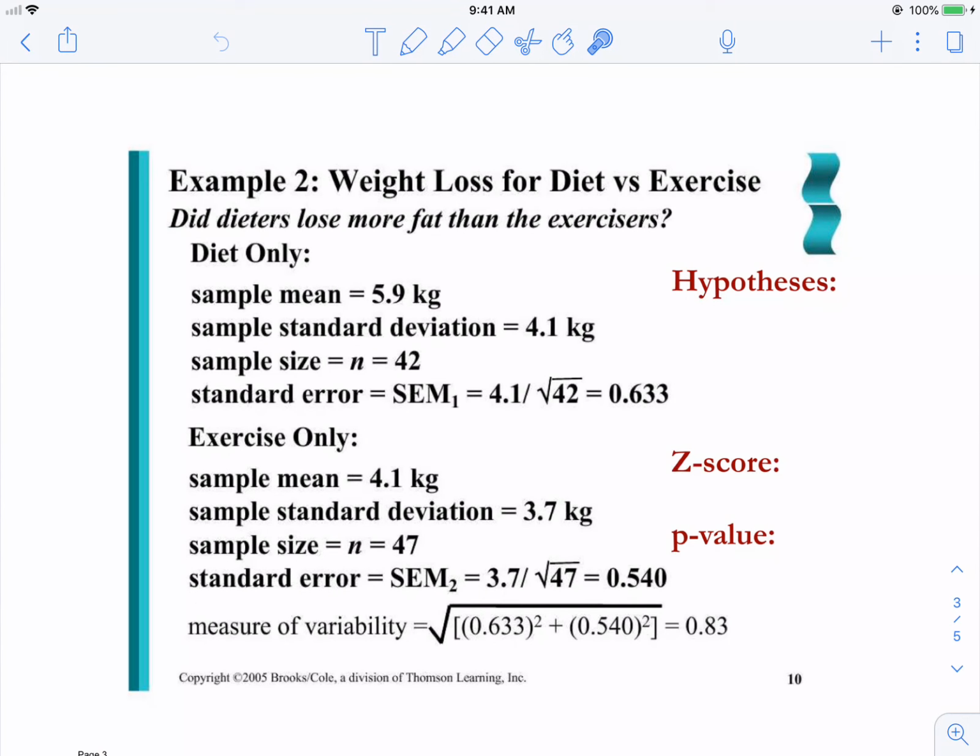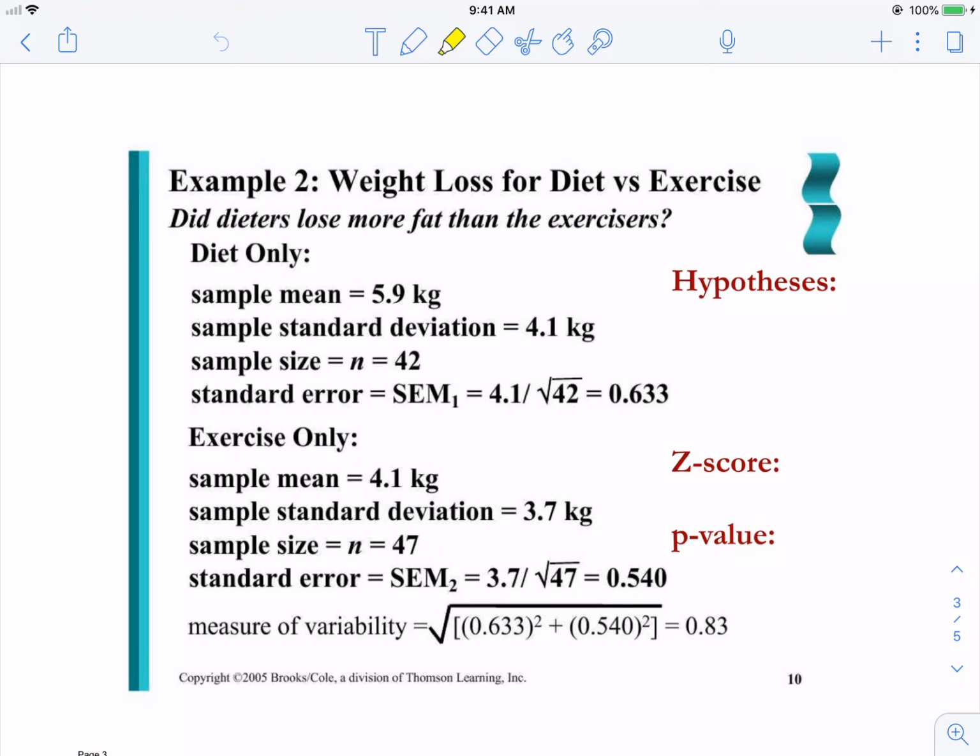So let's take a look at our first problem. This is from our book notes. We talked about this when we were looking at confidence intervals. It's two groups of people that are looking to lose weight. One group is doing it through diet alone. The other is doing it through exercise alone.